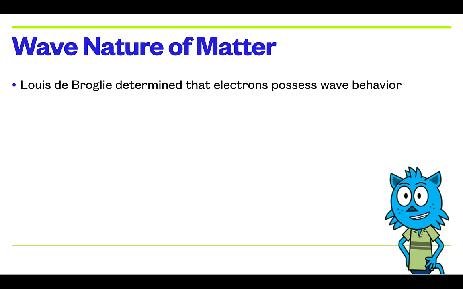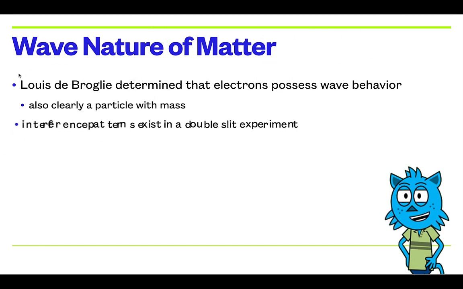One of the things that people started to notice, specifically Louis de Broglie, was that electrons possess wave behavior. And he did this with something called the double slit experiment. Also, they knew already that electrons possessed a mass. And so now we had something with mass that possessed wave behavior. This made it very different than what they noticed with light, which, as far as they knew, had no mass, but also exhibited wave behavior.